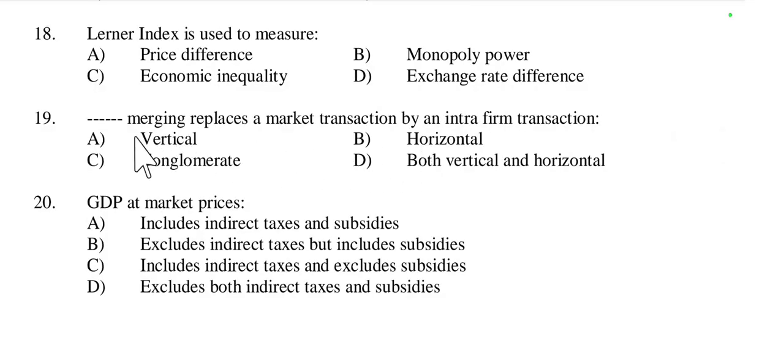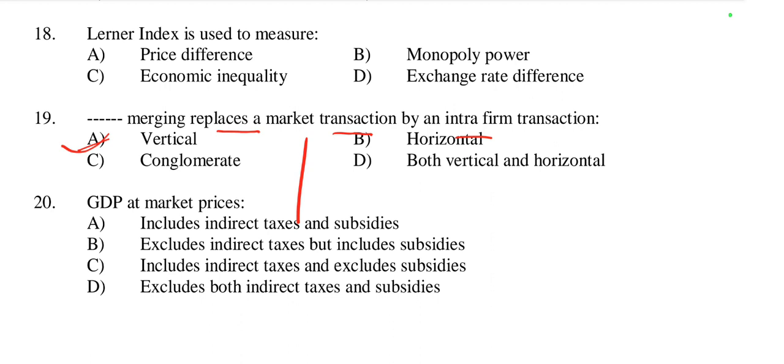Then question number 19, does merging replace a market transaction by an intra-firm transaction? Vertical merging, horizontal, conglomerate, or both vertical and horizontal. It is called vertical merging. In vertical merging, it replaces a market transaction by an intra-firm transaction. In a vertical merger, a company merges with another company in its supply chain, either a supplier or a distributor, thereby replacing market transactions with intra-firm transactions. So this integration helps streamline operations and can lead to cost savings.